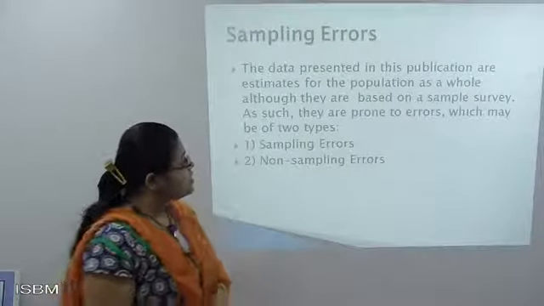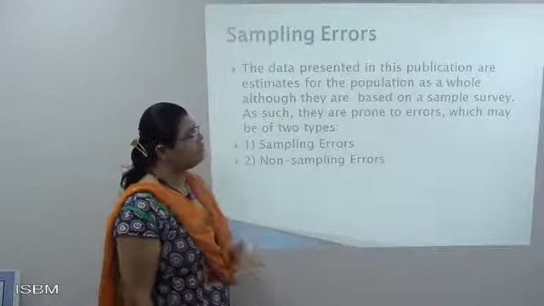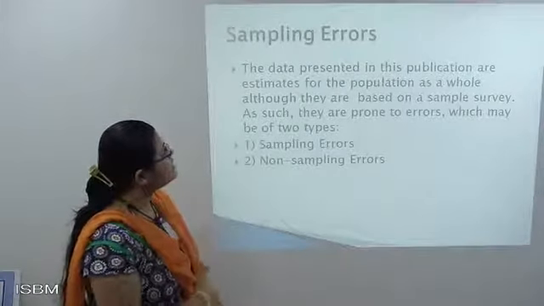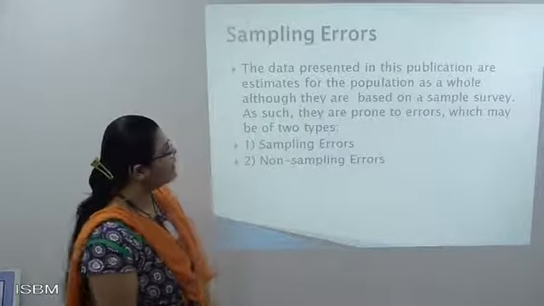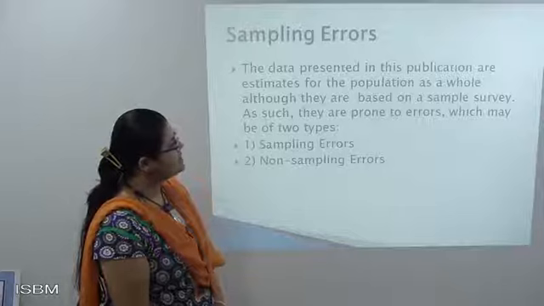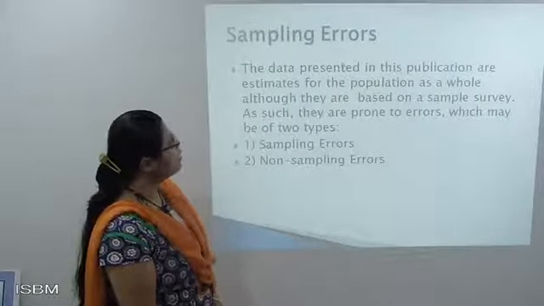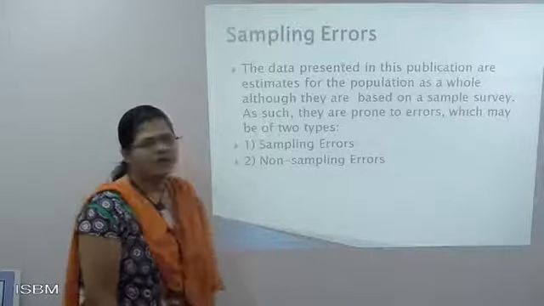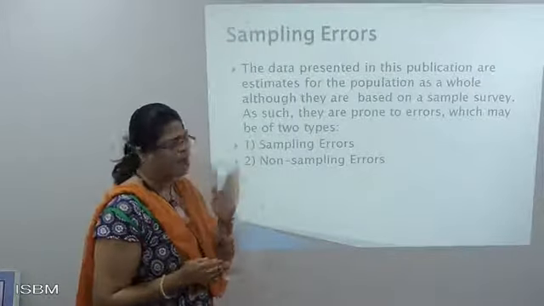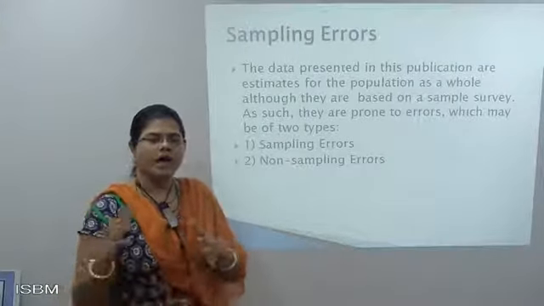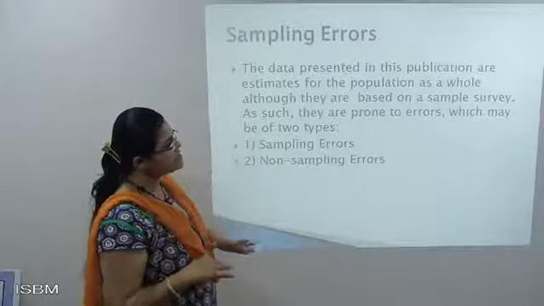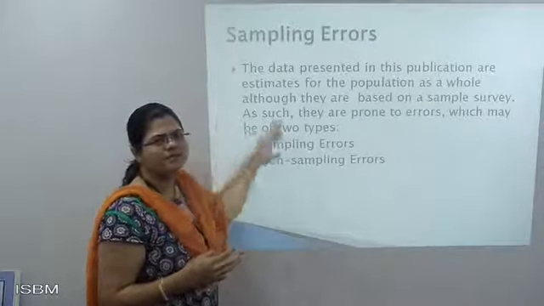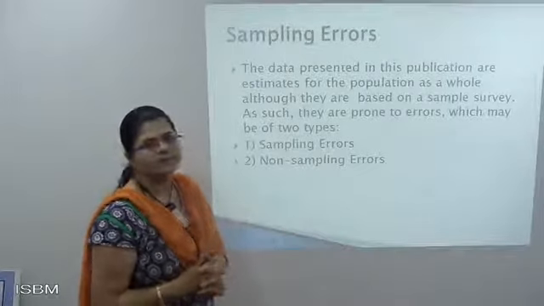Now, when I'm planning and completing certain field work, I have two things: first sampling error, and second non-sampling error. What are sampling errors first, and then afterwards you'll see the meaning relating to this. Data presented in these publications are estimated for the population as a whole, although they are based on a sampling survey. As such, they are prone to error, which are of two types. Usually the information which has already been published, according to the publication, the population is estimated, and according to this estimation, if there are certain kinds of errors, you can use these two types of sampling methods, and from them you will get the errors relating to any kind of survey you perform.